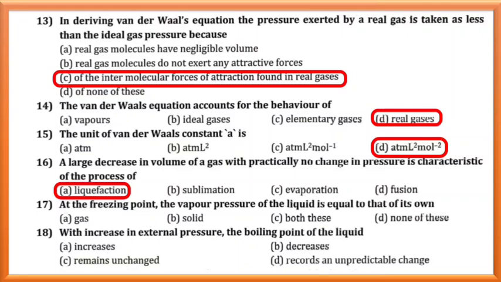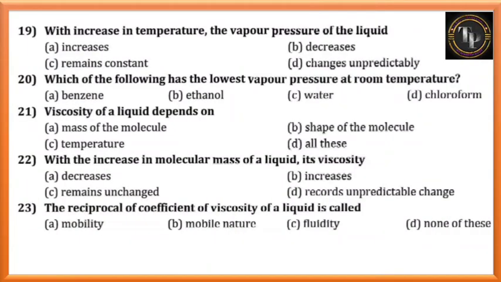Very important question. At freezing point, the vapor pressure of the liquid is equal to that of its own solid. With increase in external pressure, the boiling point of the liquid increases. With increase in temperature, the vapor pressure of the liquid increases. Which of the following has the lowest vapor pressure? Water. Viscosity of the liquid depends upon all of these: mass of the molecule, shape of the molecule, temperature.